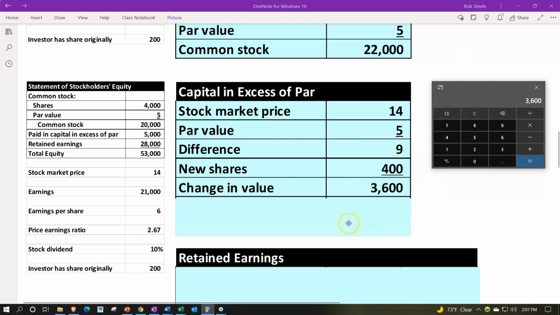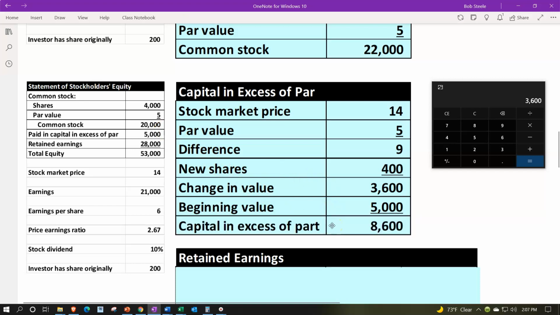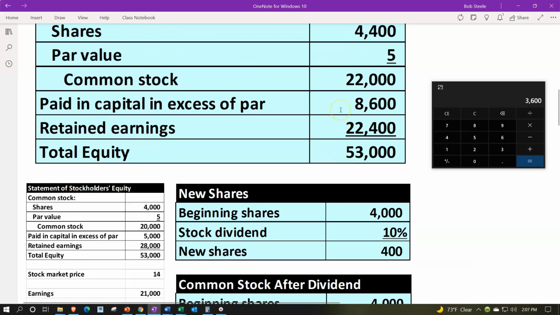So that's going to be the 3,600. And then we have the beginning balance of 5,000. It increased by the 3,600. That's going to bring us to 8,600. Therefore, paid-in capital, as we can see up top, changed to 8,600 from the 5,000 beginning starting point.